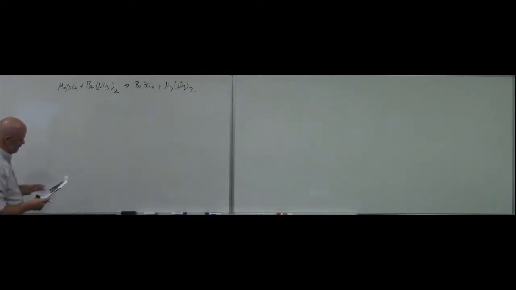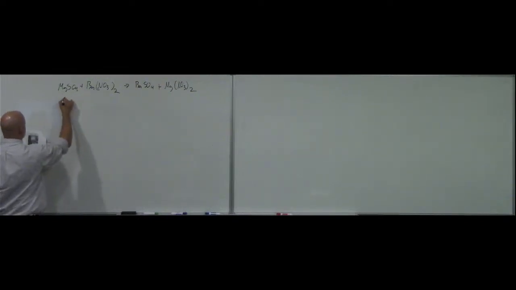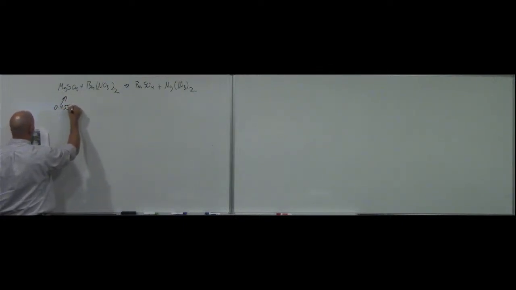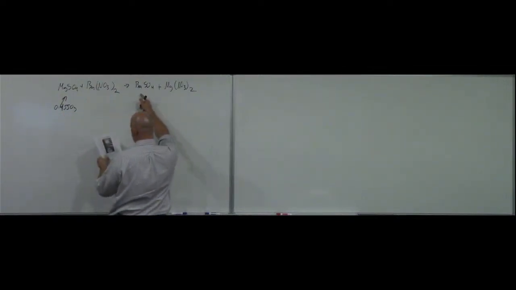0.4550 gram solid mixture containing magnesium sulfate. So that's this. So now I've got 0.4550 grams. You can read my chicken scratch. It's 0.4550 grams. All right. It is dissolved in water and treated with an excess of barium nitrate, resulting in the precipitation of barium sulfate, and it yields 0.6168 grams.